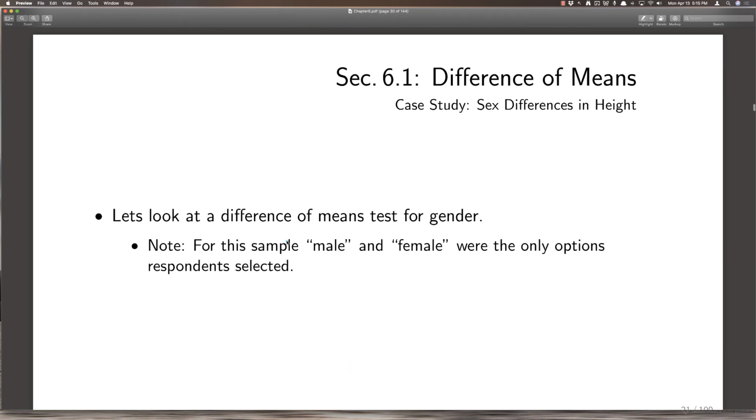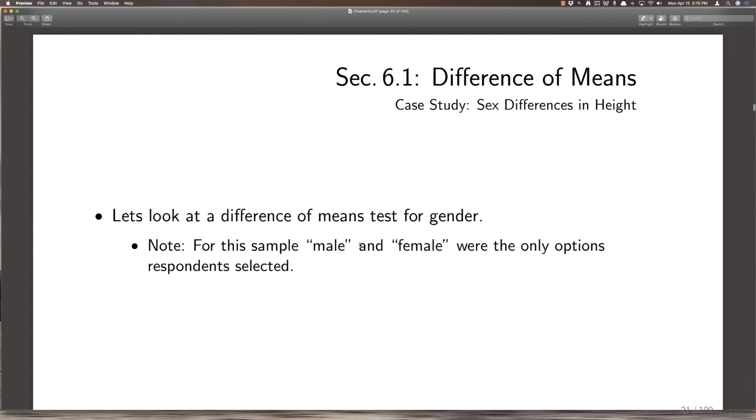So here we're going to look at the difference of means test for gender. Here gender and sex are equivalent for this particular data set and this example. And this is probably one you did, even in maybe high school or even junior high. Middle school, sorry, I'm old. Junior high was what we had.